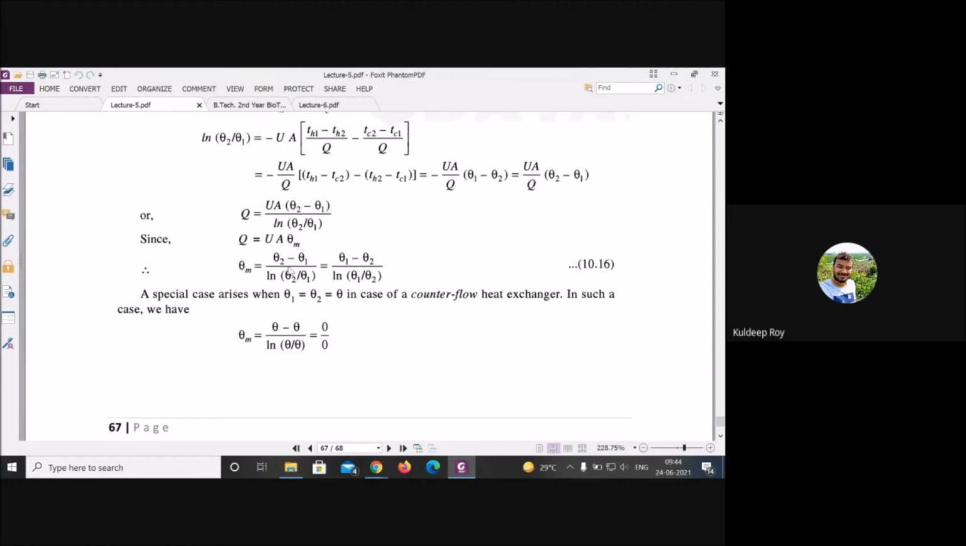Now if somebody asks how you will compare parallel, counter, and cross flow based on this formula, how can we compare? If we see this formula, if theta 1 equals theta 2, what will happen? Theta 1 equal to theta 2 cannot be possible for parallel flow. Just keep in your mind that it can only be possible for counter flow.